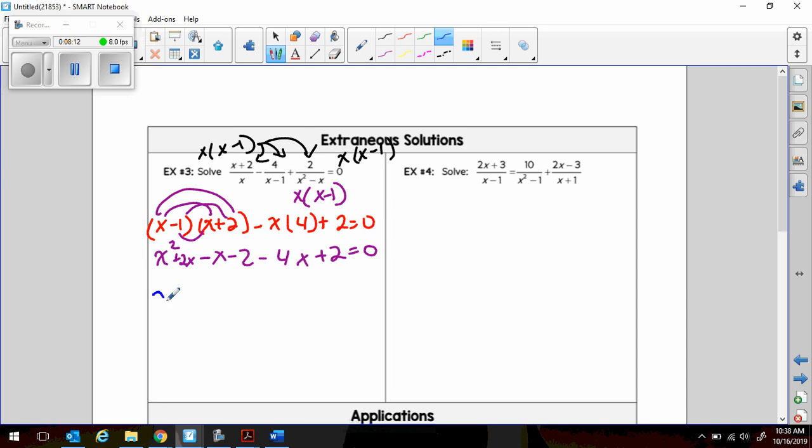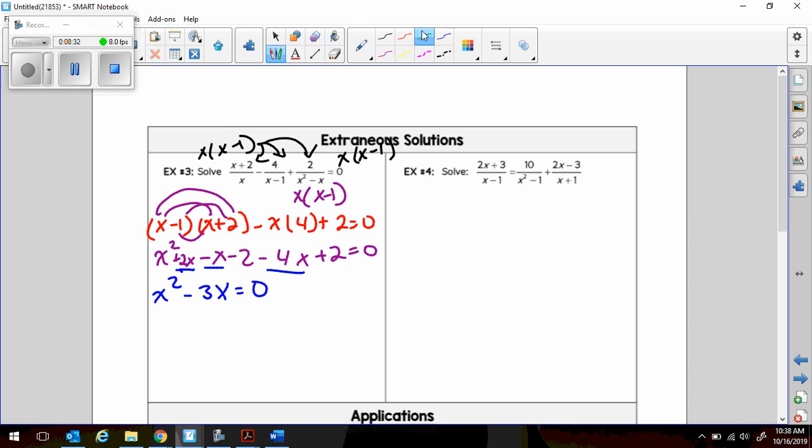I only see one x squared, and I see a positive 2, negative 1, negative 4. So this becomes negative 3x. Tell me if I'm wrong. And then I see a negative 2 and a positive 2, so this cancels, and I just get equals 0.